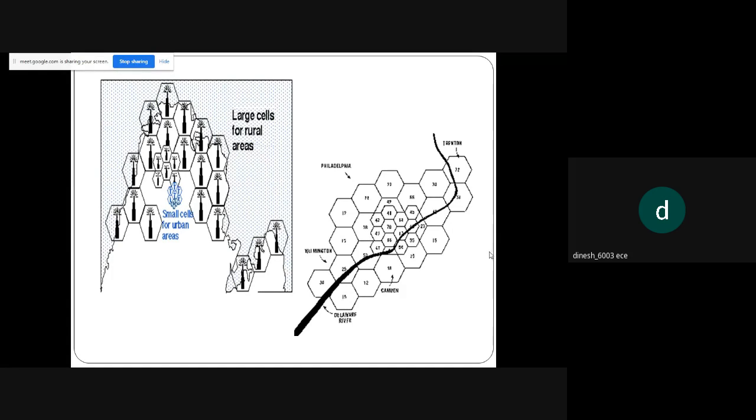You can see the classification along the river in the US, where the cells are split up, in diagrammatic representation. This is your river valley. Along the river valley, the cells are larger. This indicates rural. Here it is small, small, small, small, small, small. More number of cells are present. So this indicates your urban.